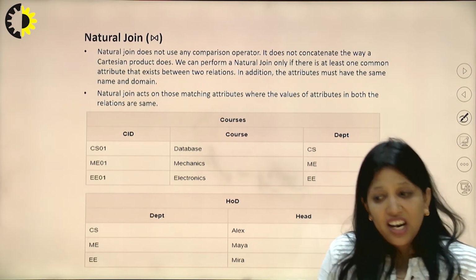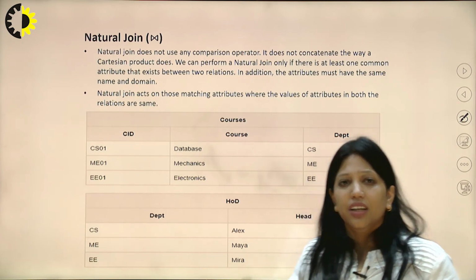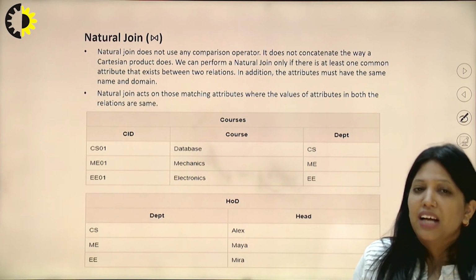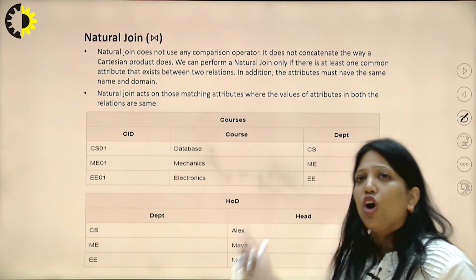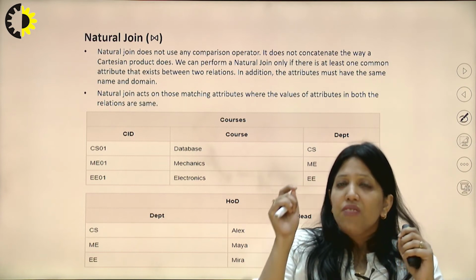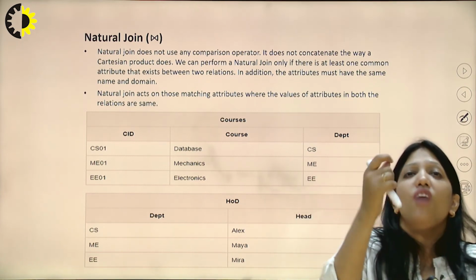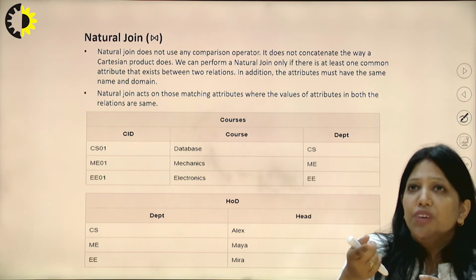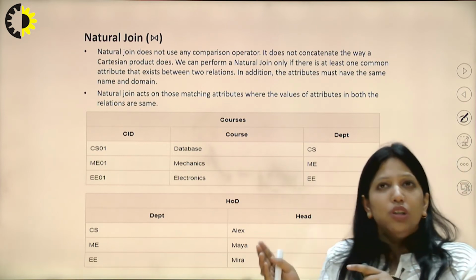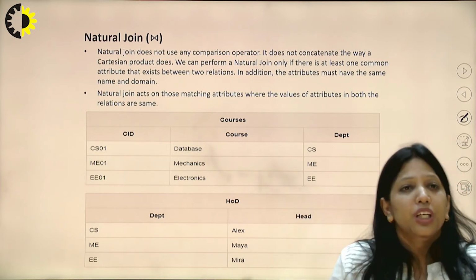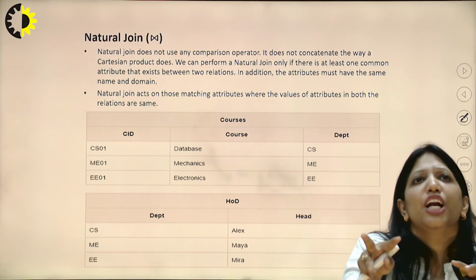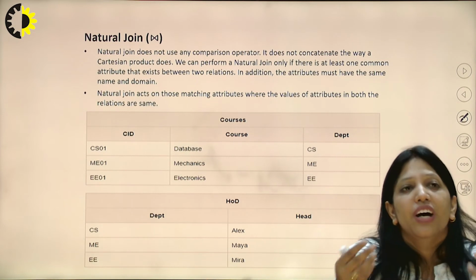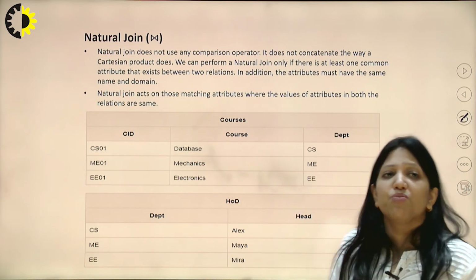We will see in the PPT that first we apply the Cartesian product on two tables, then we apply the selection operation. But natural join automatically selects where the value of attribute 1 in table 1 is equal to attribute 1 in table 2. It automatically gives only those tuples where the values of that attribute are common in both tables 1 and 2. So we will see this with an example.